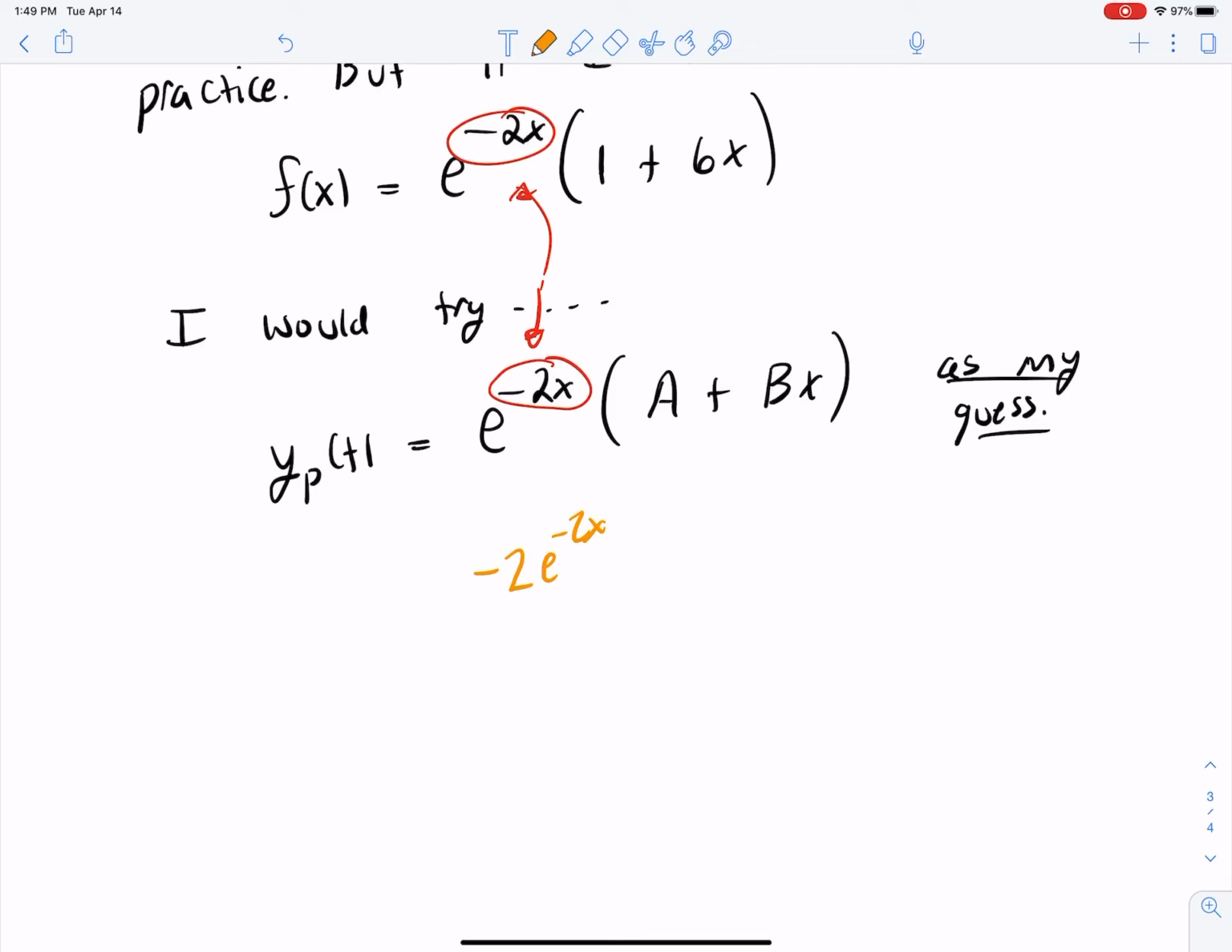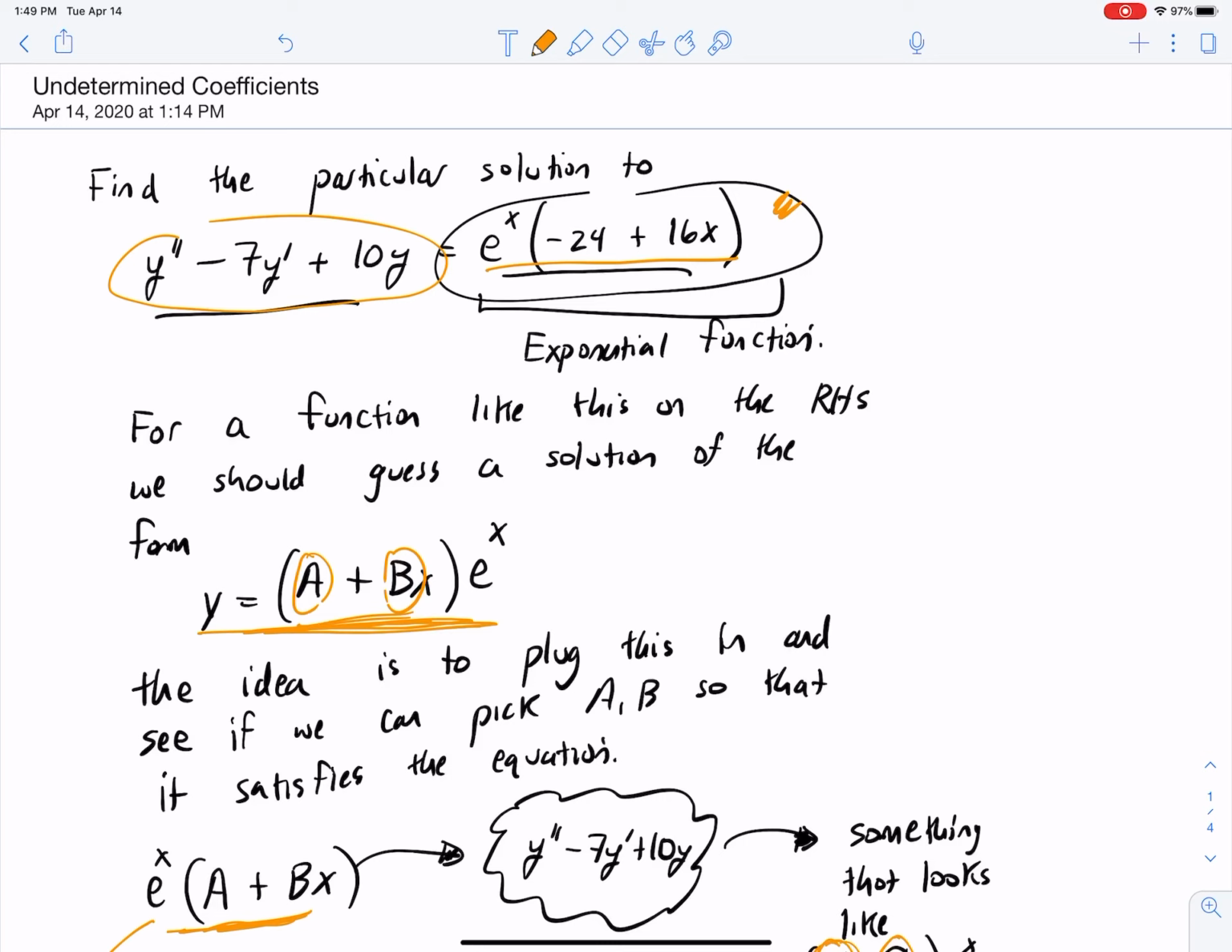As you work through this homework, you'll see that there are different guesses for different types of problems. Any time you now see something with an exponential here, then you know that you're going to guess some guess of this form, depending on what this function is here, to be able to solve. Okay.